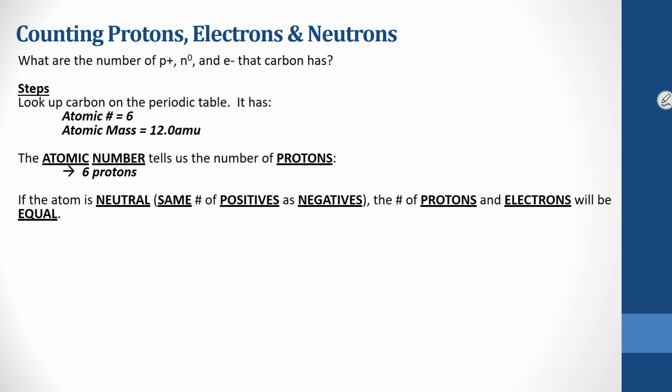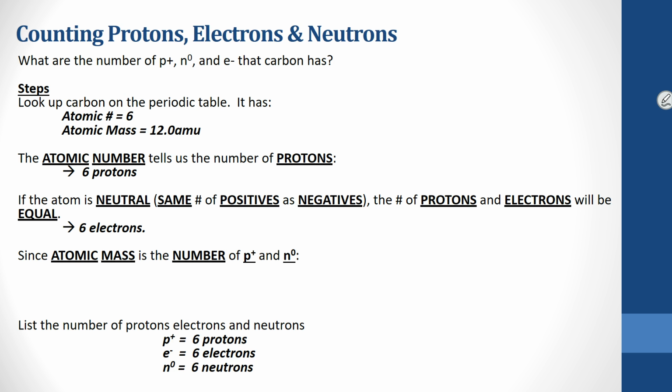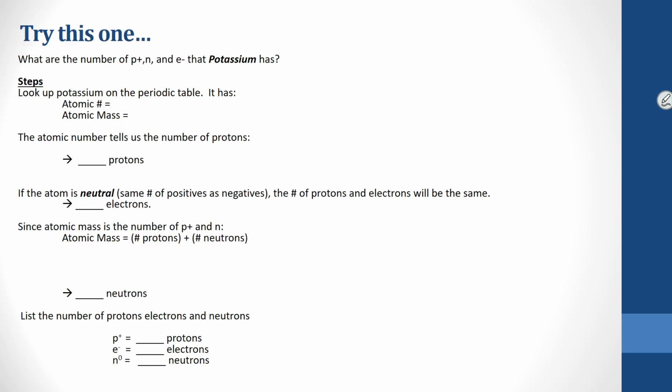Now, the hardest part is finding the mass. Remember, the mass is the number of protons and neutrons because those are the heavy things. Unfortunately I can't write on my screen, but we know that it weighs 12. Of that 12, 6 is protons, so the other 6 is neutrons. So carbon has 6 protons, 6 electrons, and 6 neutrons. Here's another example, and one for you to try. Give it a try, go through the steps, then pause the video, and hit play again to see how you did.